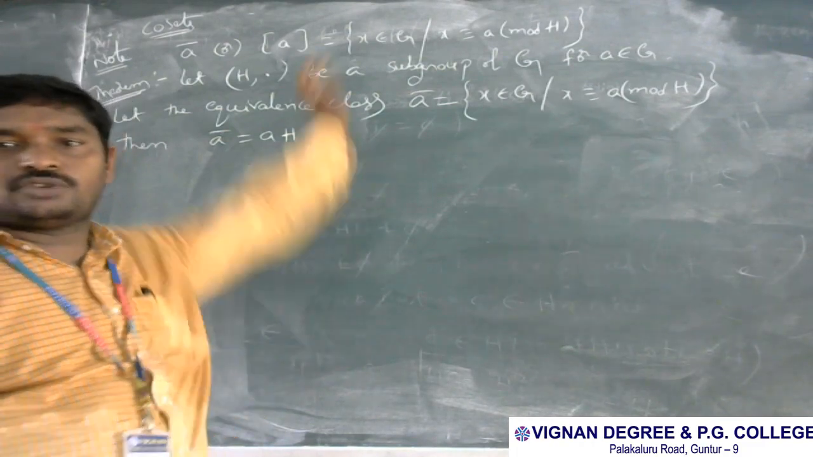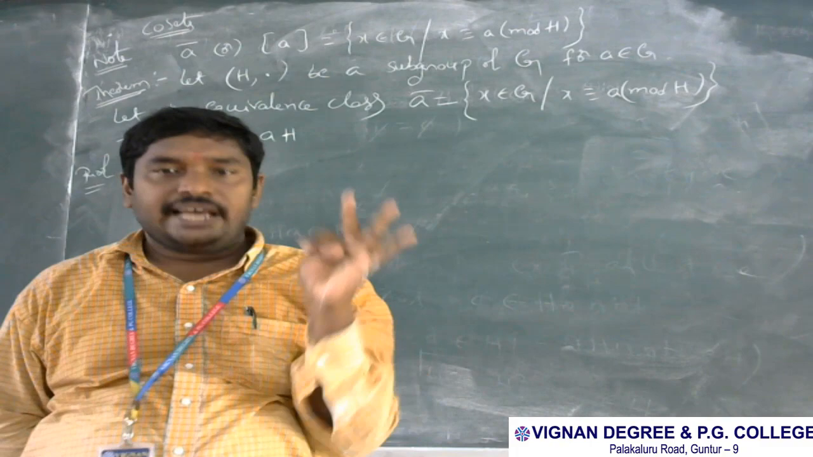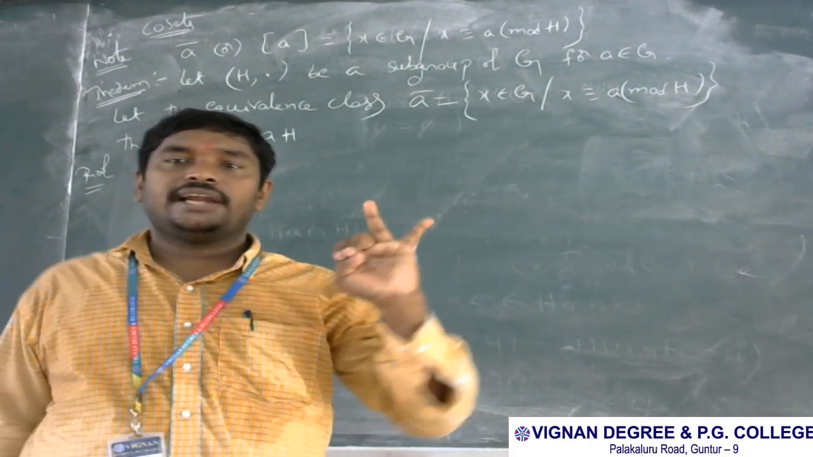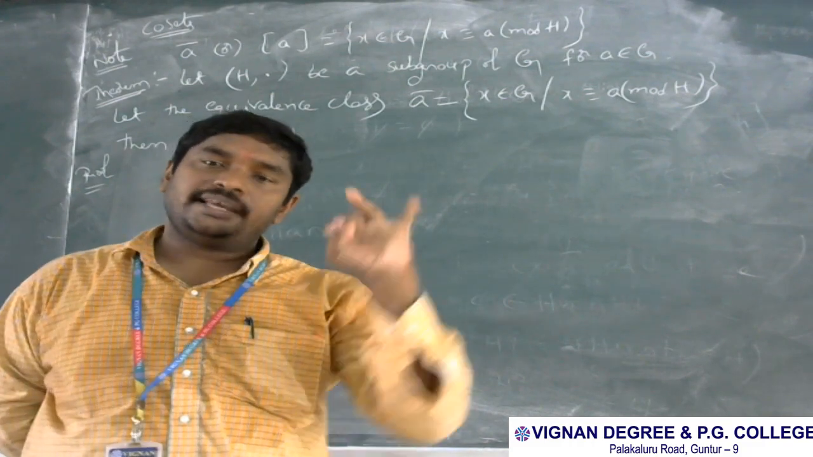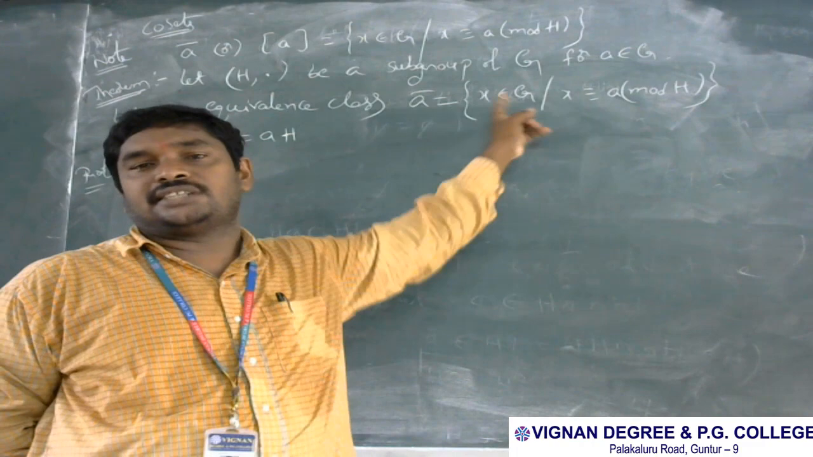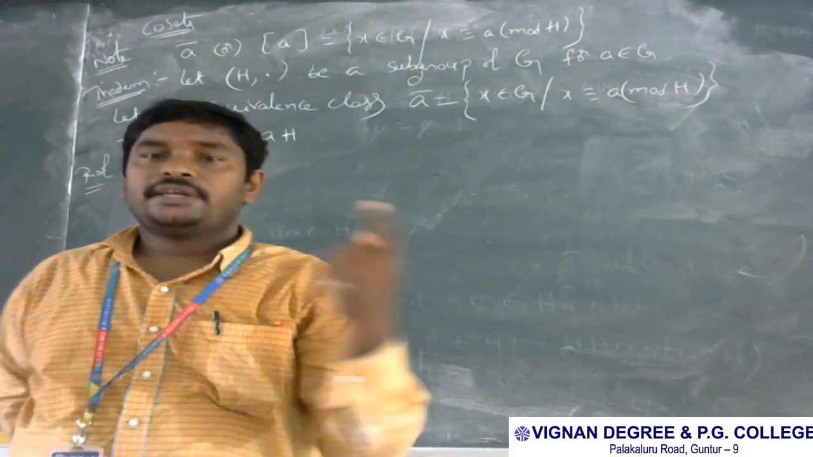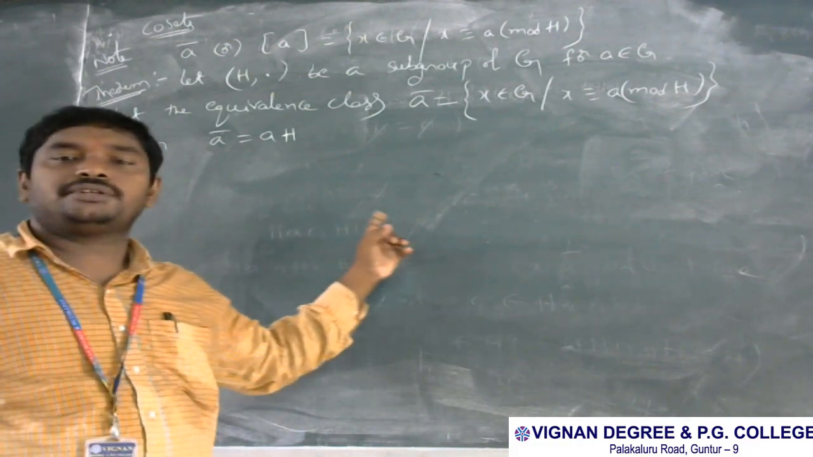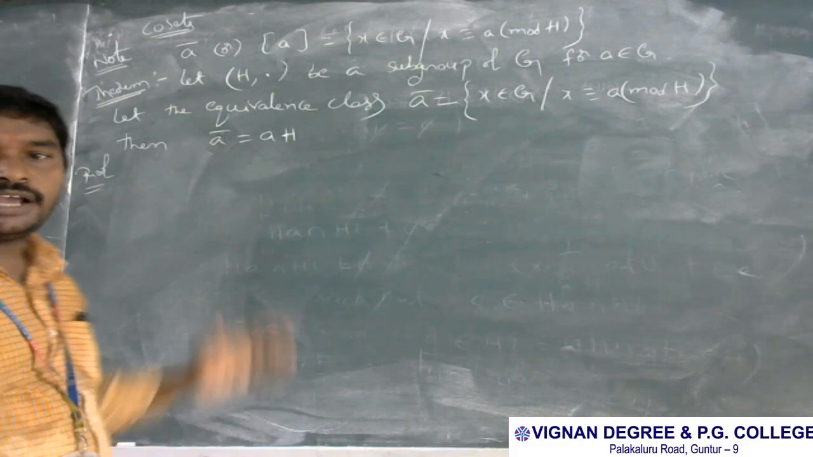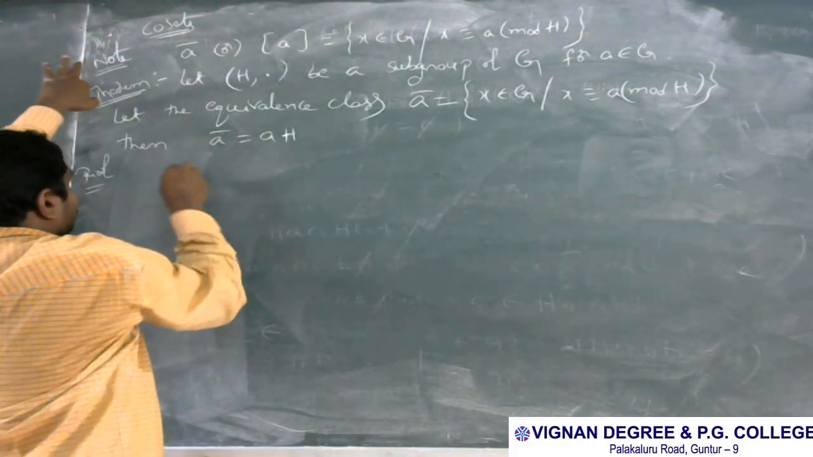Okay, friends. So once again, what is G? G is a group. What is H? A subgroup. Where is H? In G. Next, where is this small a? In G. What is A bar? A bar is equal to the set of X belonging to G such that X is equivalent to A modulo H. What you have to prove: A bar equal to A into H, the left coset. So first, what do you have to write? The given.